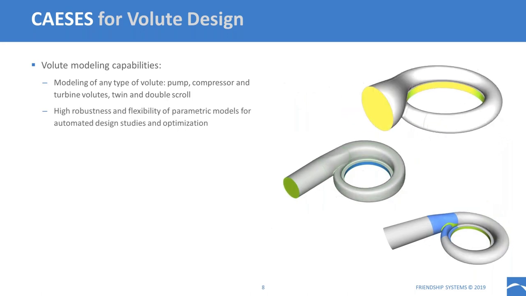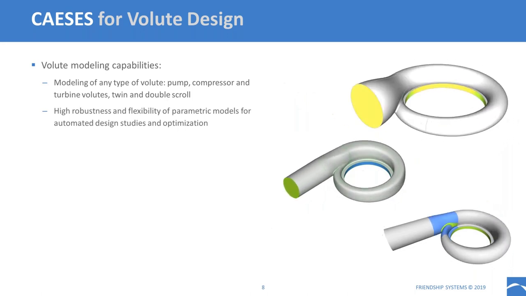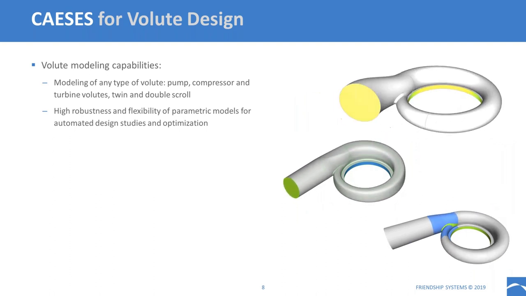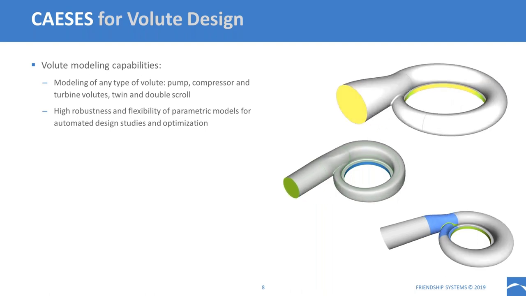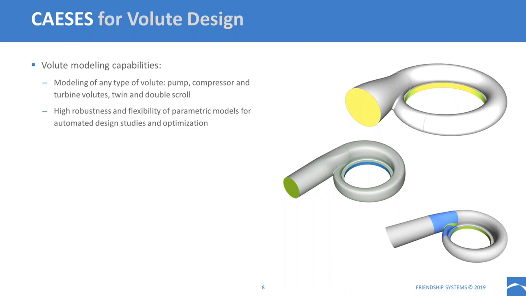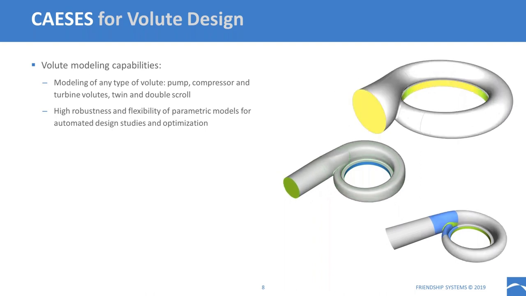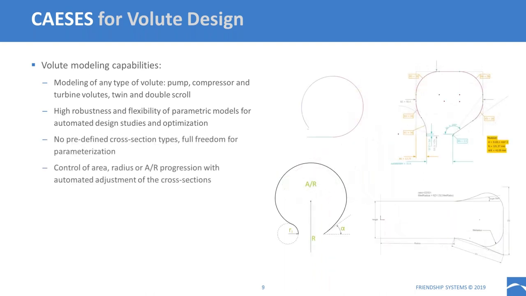Of course, as I mentioned before, we want to have a high robustness and flexibility of these parametric models for our automated design studies, so that we can change all the parameters that we used in the modeling of the volute very freely and get a feasible design variant. There are no predefined cross-section types for the volutes in CAESES, so there is full freedom for the user to parameterize this cross-section in any way he wants, using all the parameters that he wants. You can see some examples here on the right.